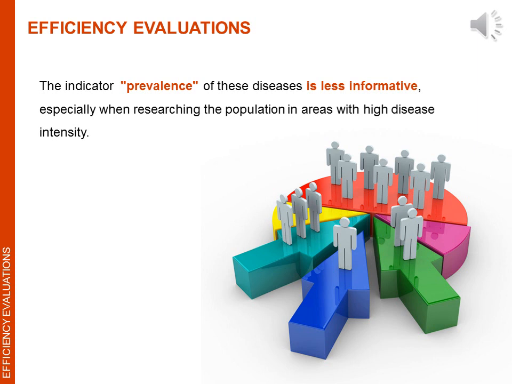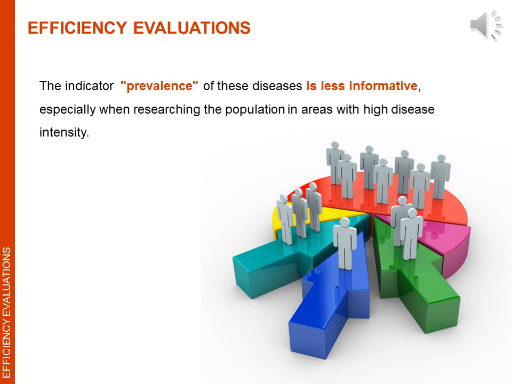The indicator of prevalence of these diseases is less informative, especially when researching the population in areas with high disease intensity. Remember that the intensity of caries in an individual is determined by the DMFT and DEFT index. The intensity of caries in the group is determined by the sum of the indexes in the group divided by the number of people in the group.